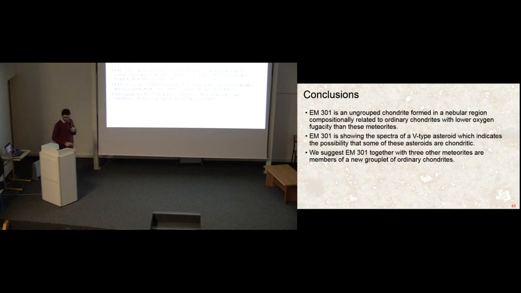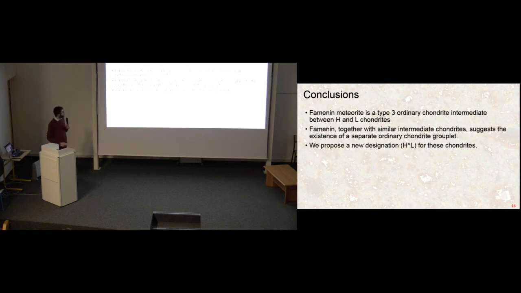About the LMEDAR-001, that unique meteorite, it's an ungrouped meteorite which has formed in a nebular region which, in chemistry, is more related to ordinary chondrites. It's showing that it has formed in an area with lower oxygen fugacity, and it is coming from a different grouplet of ordinary chondrites. We show that this meteorite is a chondrite showing spectra of V-type asteroids, which are believed to be basaltic, and we also suggest that three other meteorites are members of a new grouplet of ordinary chondrites.